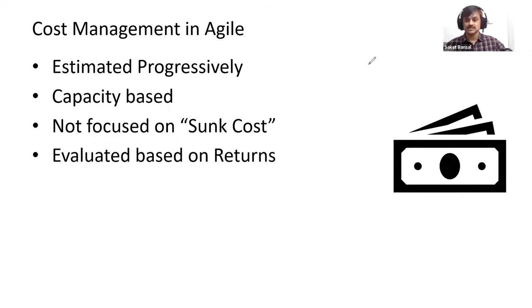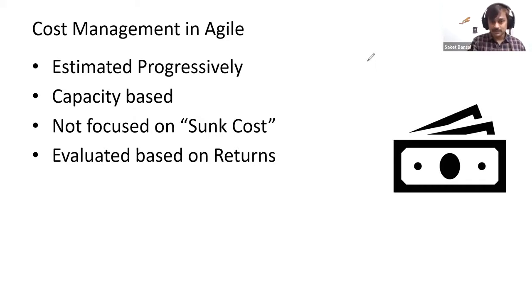Many times the time is the one which remains flexible in the traditional project. Even if cost is fixed and scope is fixed, it's all on the vendor. He may take 6 months or he may take 7 months, but it's on the vendor. Now, in the agile way of working, the cost is estimated progressively. It might be capacity based. So I'm saying I am applying my 20 people for 6 months, and that is the cost I'm going to bear. That's the whole idea of capacity-based costing.